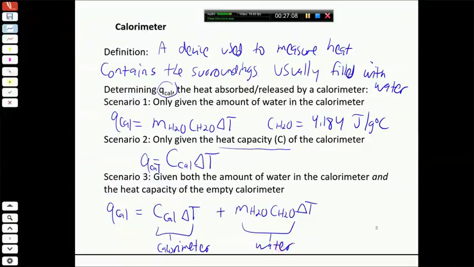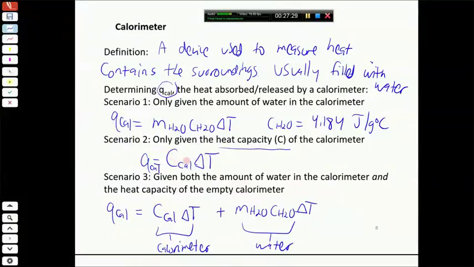So a common source of confusion on these types of problems with calorimetry is, how do I know how to calculate Q? And it really depends on what information we give you in the problem. So sometimes we'll make the assumption that all of the heat is absorbed by the water or given up by the water, so you'll just use this scenario 1 here. Sometimes we'll group everything together, the heat capacity of the calorimeter, all the water and everything else that's in there.